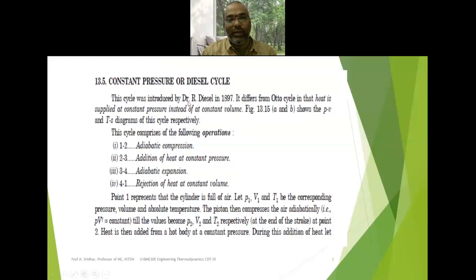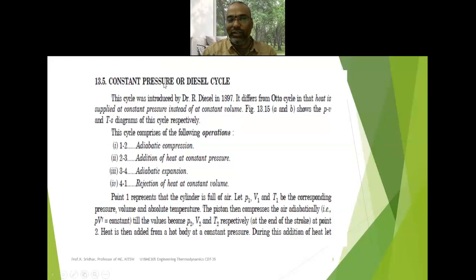It was invented by the scientist Rudolf Diesel in 1897. In the previous class, we discussed the Otto cycle, which is the basic cycle for petrol engines. Now here is the diesel cycle, on which all diesel vehicles and diesel engines work. This is also known as the constant pressure cycle, because the Otto cycle is known as the constant volume cycle and here it is the constant pressure cycle.